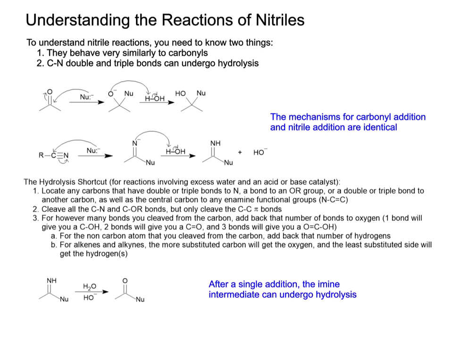Now, let's review the hydrolysis shortcut for both nitriles and for carbon-nitrogen double bonds. We use the shortcut for reactions involving excess water and an acid or base catalyst. For nitriles, we're pretty much dealing with a CN triple bond, or, after an addition, a CN double bond. And what we do is we cleave all of those carbon-nitrogen double or triple bonds. For however many bonds we cleaved from the carbon bonded to the nitrogen, we're going to add back that number of bonds to oxygen. Since it's going to be either 2 or 3, we're either going to get a carbon-oxygen double bond or a carboxylic acid.